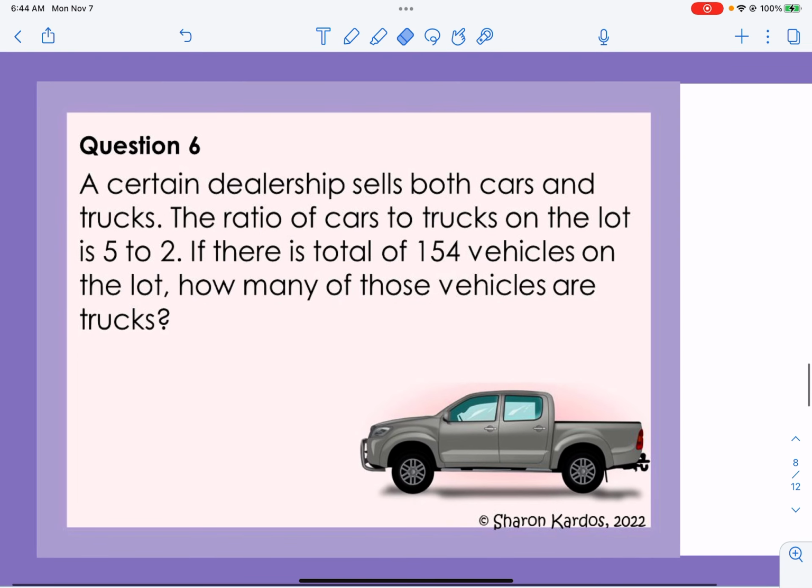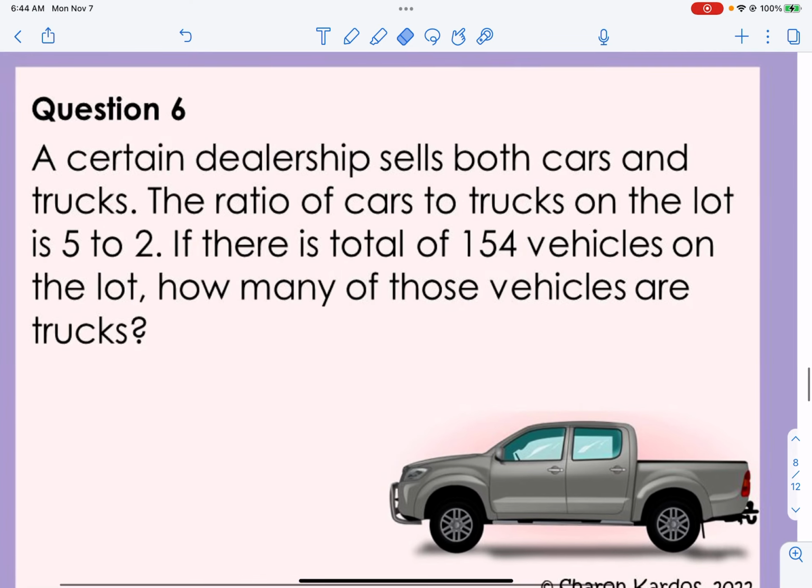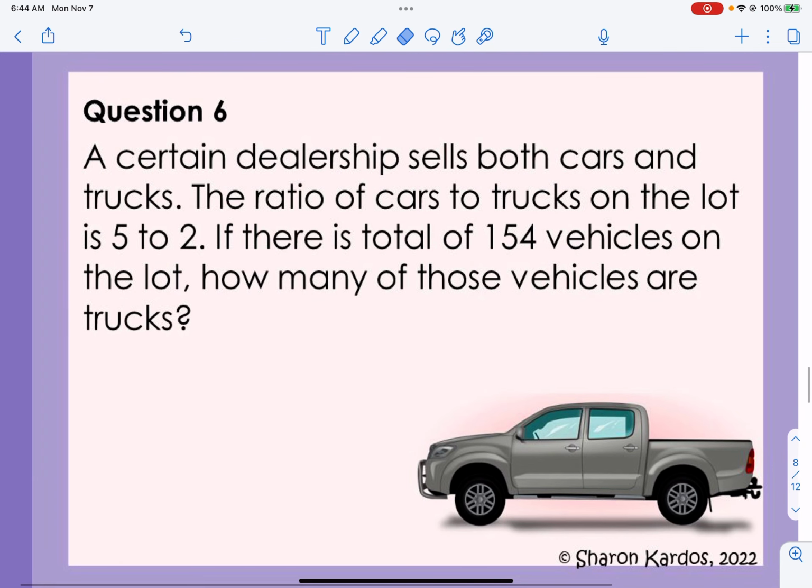All right, so I'm going to go over just 2 or 3 of these problems that you guys seem to have difficulty with and see if I can help you set them up. So question number 6 says a certain dealership sells both cars and trucks. The ratio of cars to trucks on the lot is 5 to 2. If there is a total of 154 vehicles on the lot, how many of those vehicles are trucks?